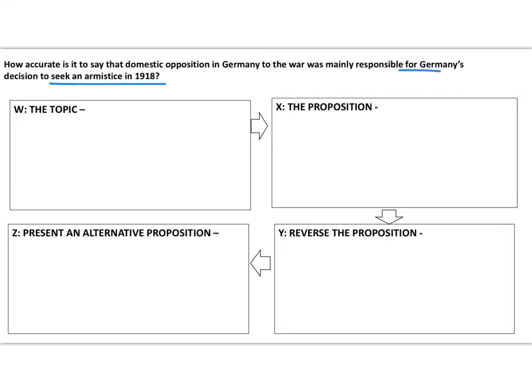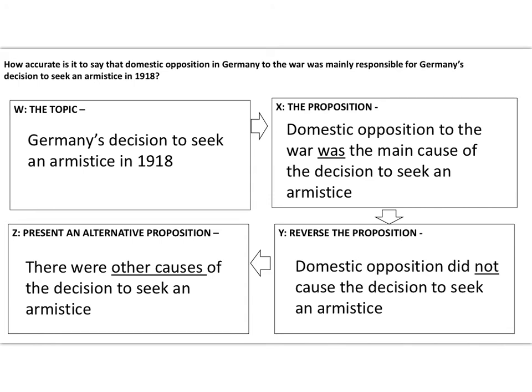Germany's decision to seek an armistice. That's the topic. The proposition, domestic opposition, was the reason. Reversing the proposition is domestic opposition was not the reason. And then an alternative proposition would be there were other reasons why Germany sought an armistice. Okay, so that's what I mean, is that once you get into the habit of this, you can pretty much do it instantly with any question. So I've done that for you.